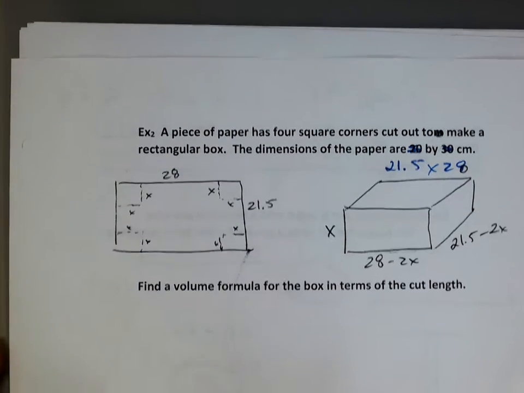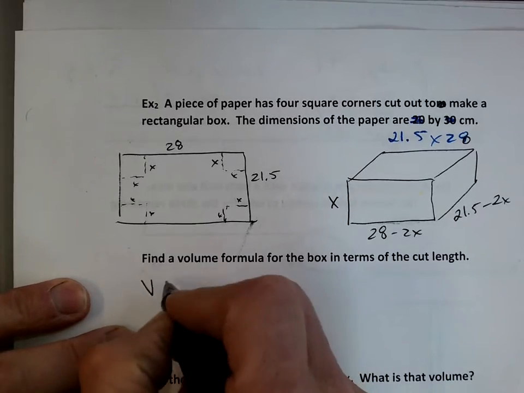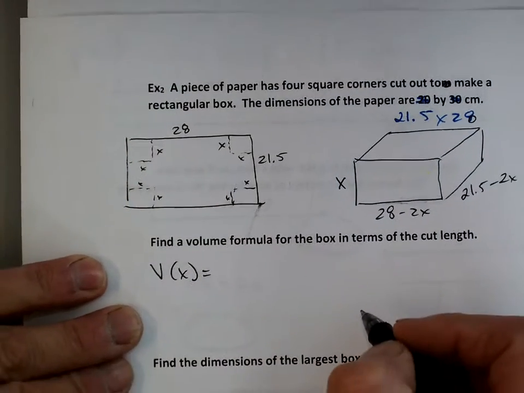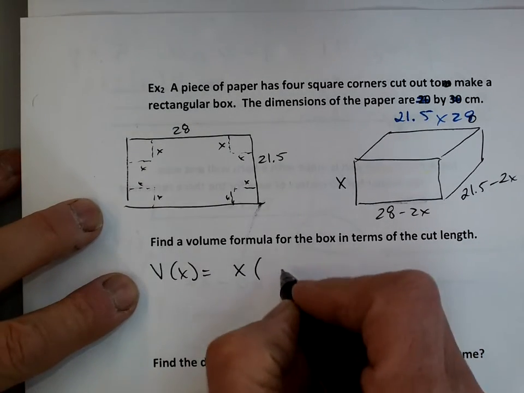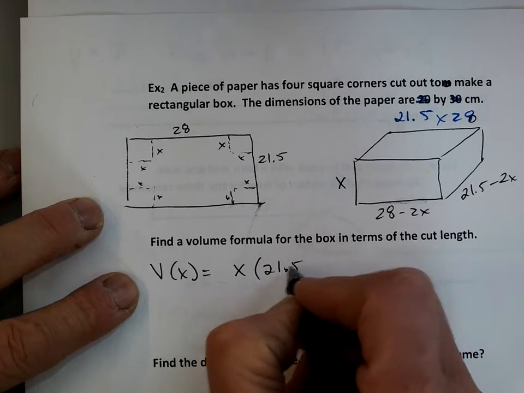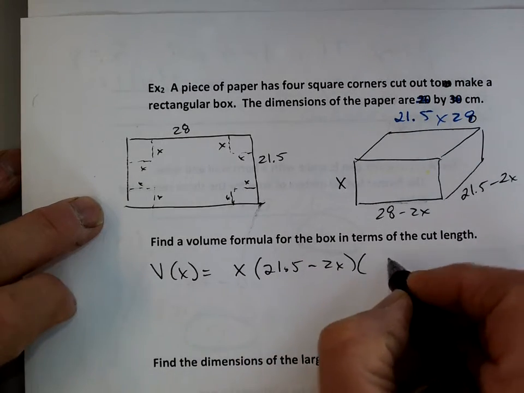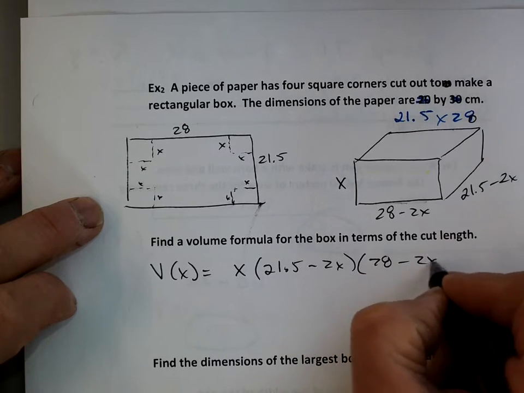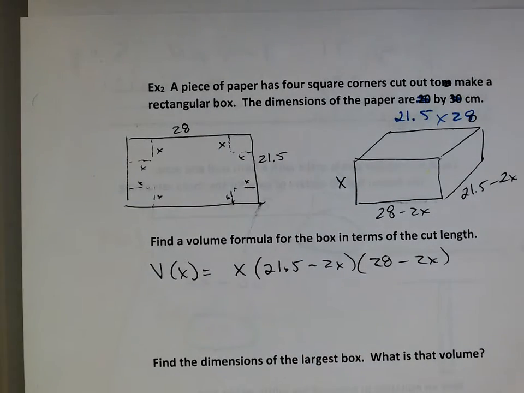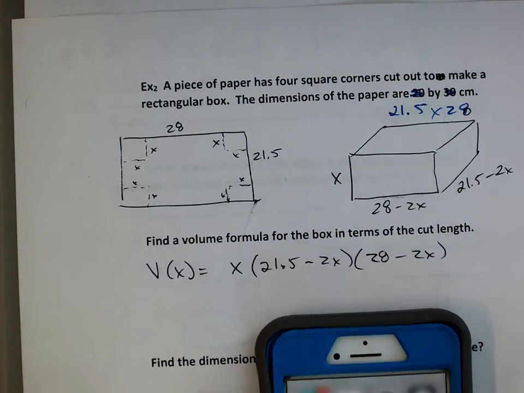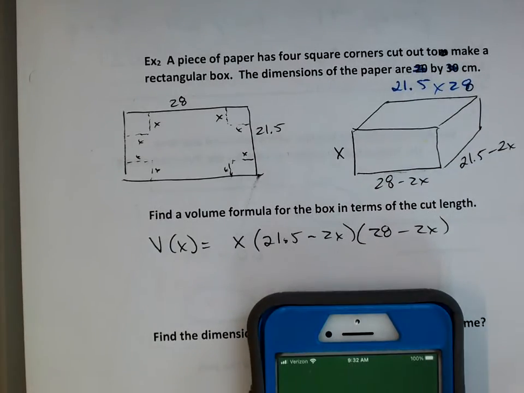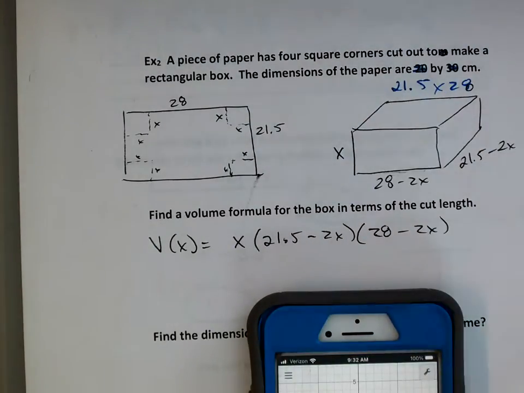We know volume is going to be, and I'm going to say V of X, volume with respect to the cut, is equal to length times width times height. So I'll go X times 21.5 minus 2X times 28 minus 2X. Now, since it's a cubic, we don't have a fancy little formula, so we're going to have to graph it. So we could probably put it on Desmos, right? Let's check it out on Desmos. School Desmos. And I'm not going to multiply this out. I'm going to leave it just like that.